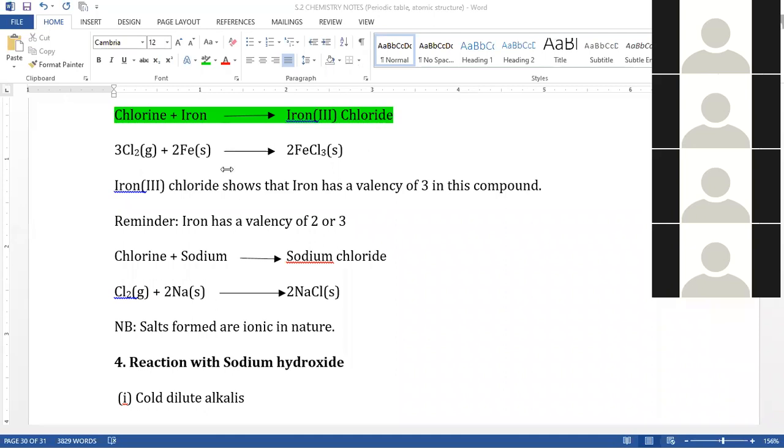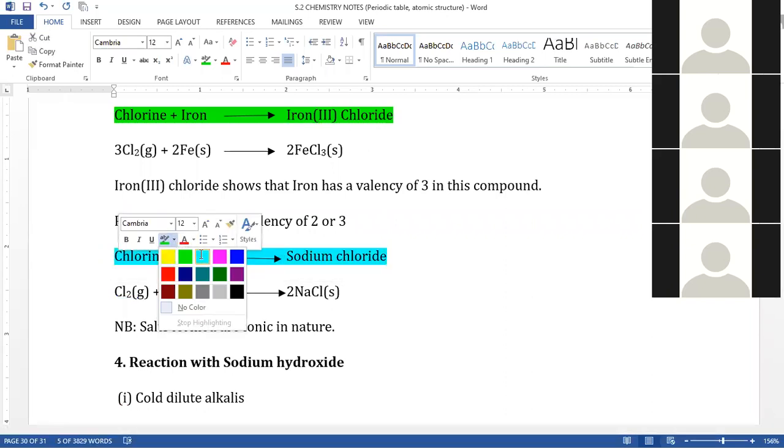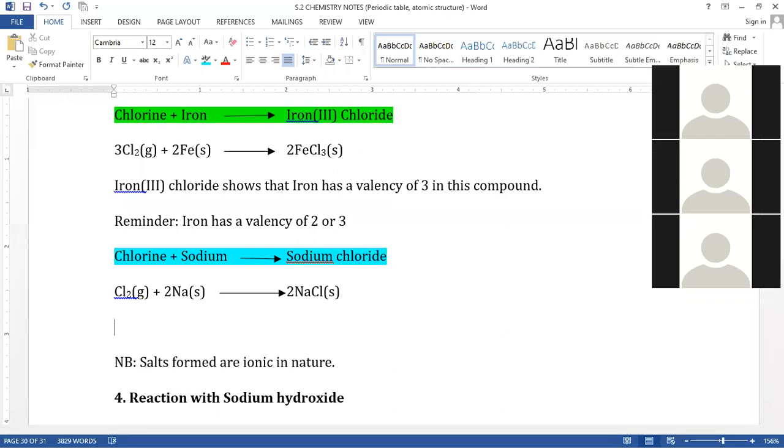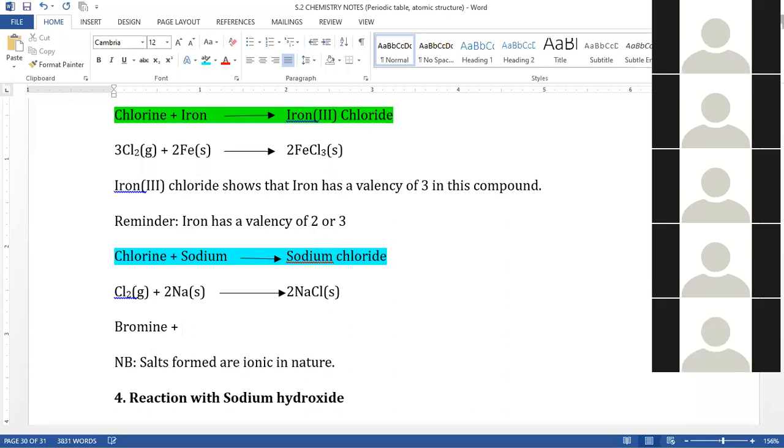So the next example that we have here is chlorine plus sodium, we get sodium chloride. I have said you need to emphasize, as for now, you should be in position to write a word equation. Chlorine plus sodium, you get sodium chloride. Maybe one of the girls can tell me if it was bromine reacting with sodium, what would be the name of that compound? Sodium bromide. Thank you very much. It would be sodium bromide.